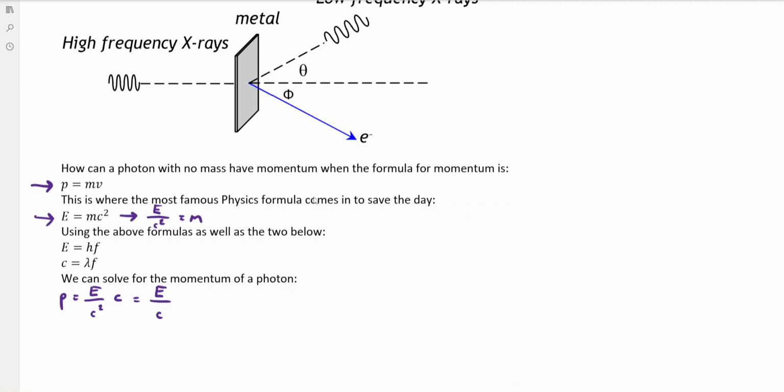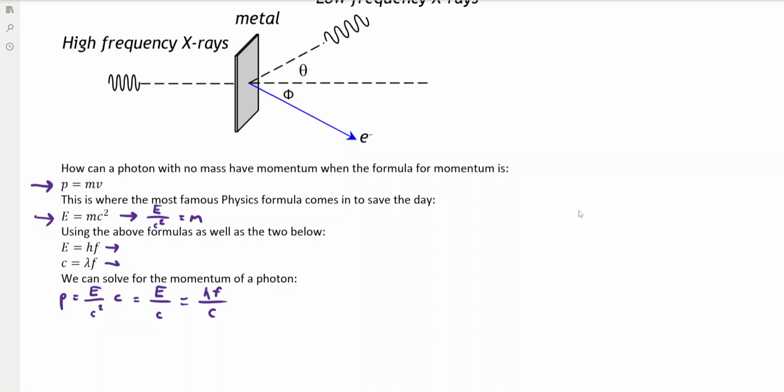So momentum is energy over speed of light. Okay, so that's great. But let's talk about now the energy of a photon. The energy of a photon is given by this equation. So now what we can really do is, instead of writing energy, we're going to write hf over c. And so now momentum is Planck's constant, h, times frequency over speed of light, which is great.